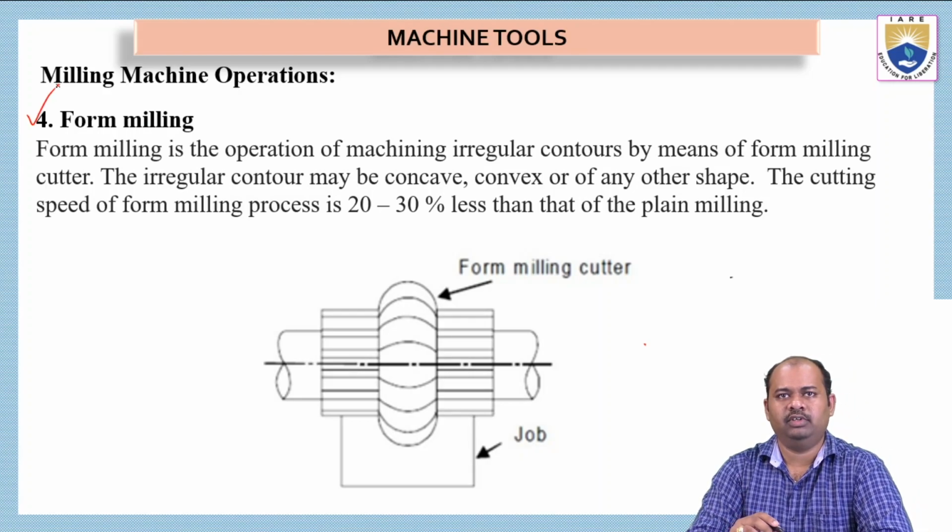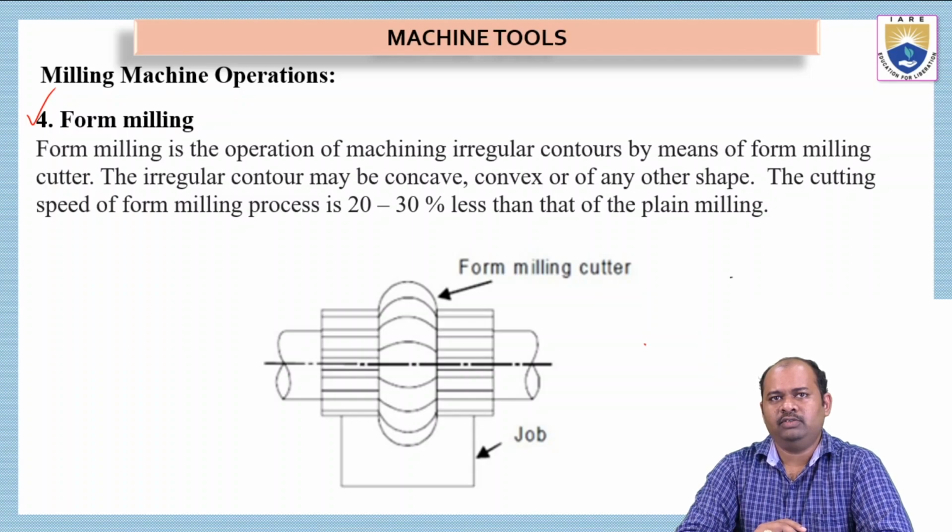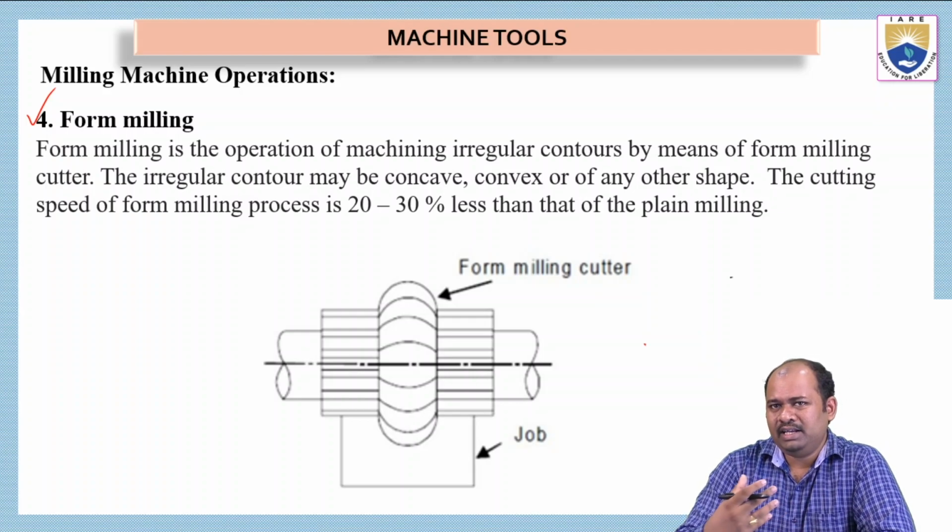And the next type of milling process is form milling. So what is form milling? Form milling is the operation of machining irregular contours by means of a form milling cutter. So we can get irregular contours.